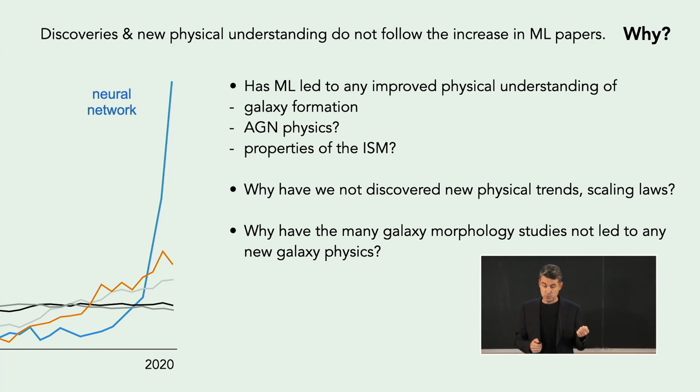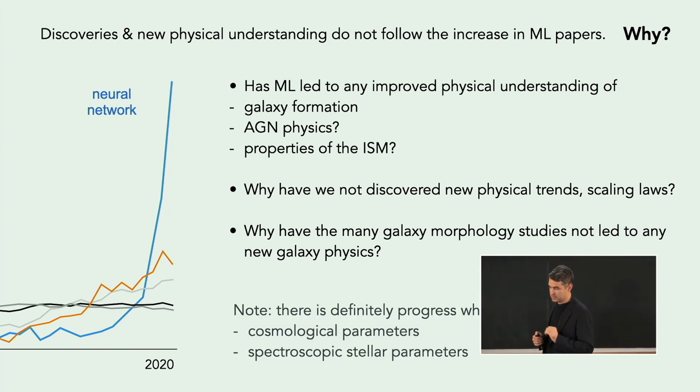Has machine learning improved our understanding of galaxy formation, AGN physics, and our understanding of the properties of the ISM? I don't really think so. At least I have not seen that. Why have we not discovered new physical trends, new scaling laws? There have been lots of studies of galaxy morphology, but have they led to any new galaxy physics so far? And I don't think so.